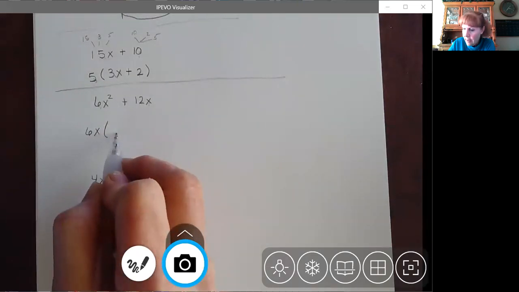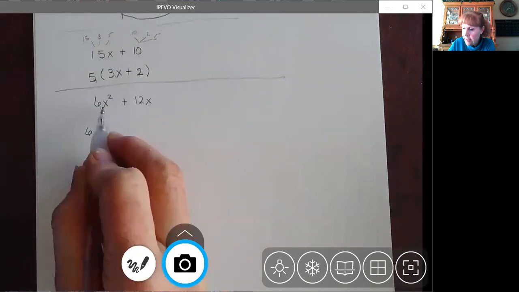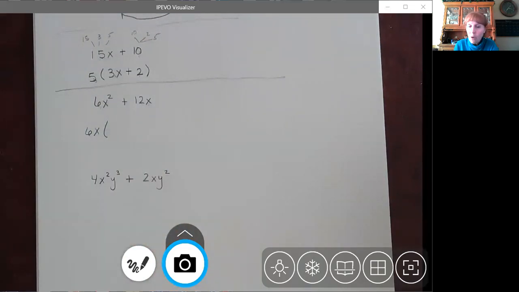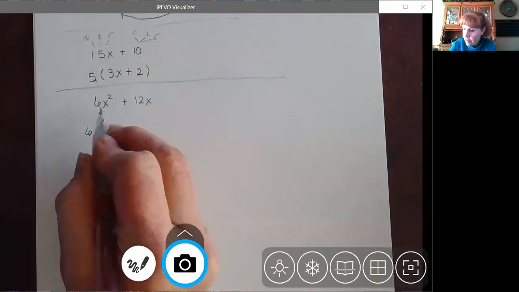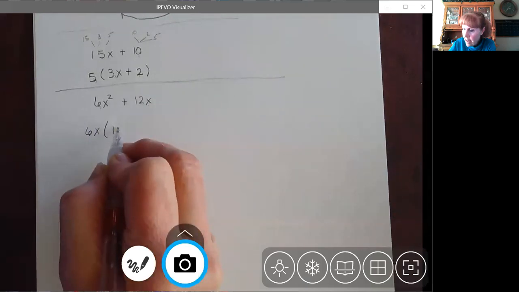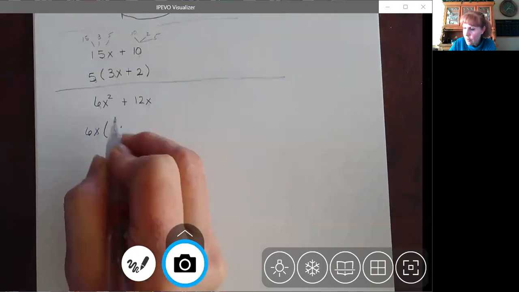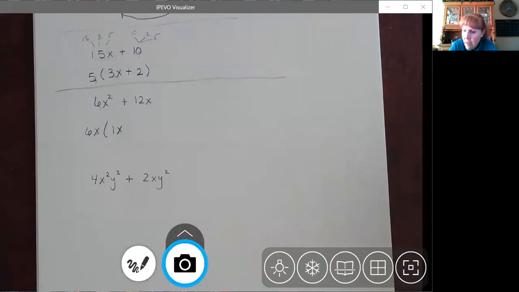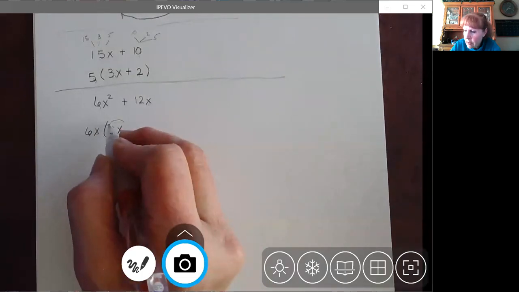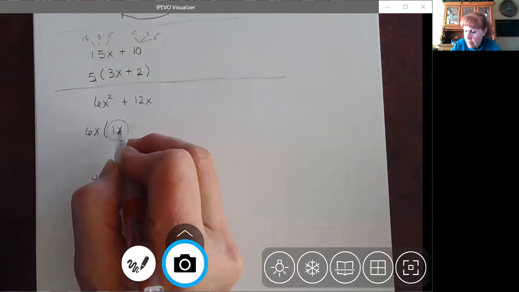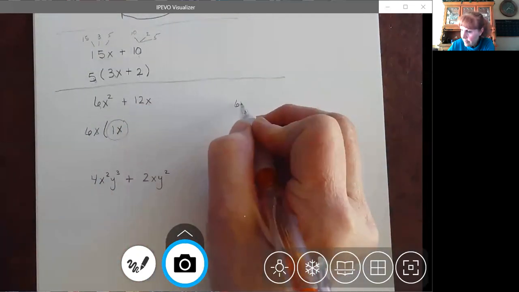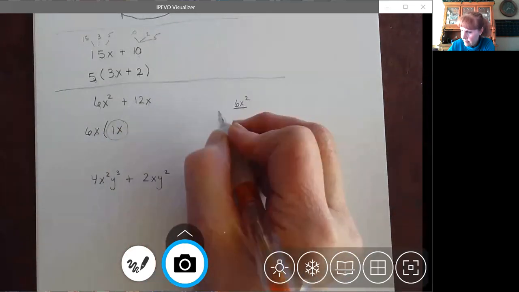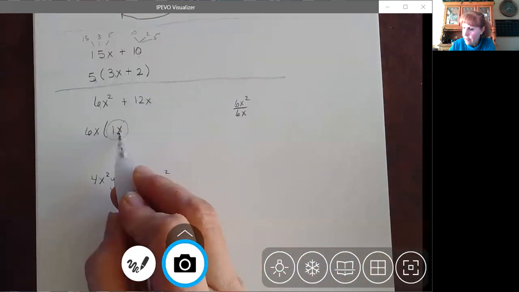What can I multiply the 6x by to get 6x squared? Well, I've already got 6 times 1. 6 times 1 will give you the 6. x times x will give you x squared. That's hard coming up with, it's a little confusing. What's another way? Take this 6x squared and divide it by this. And that's another way of coming up with this.